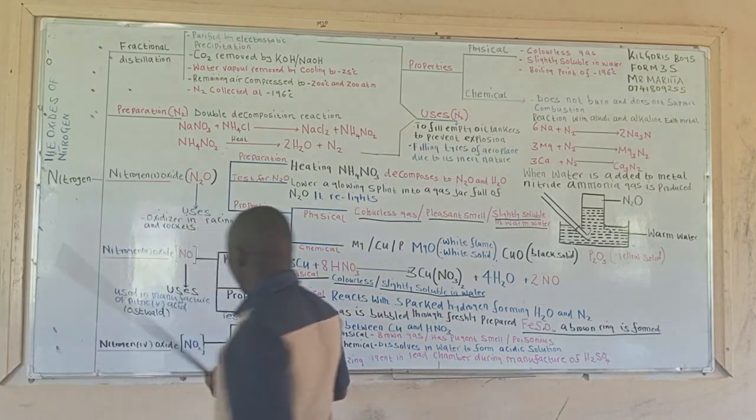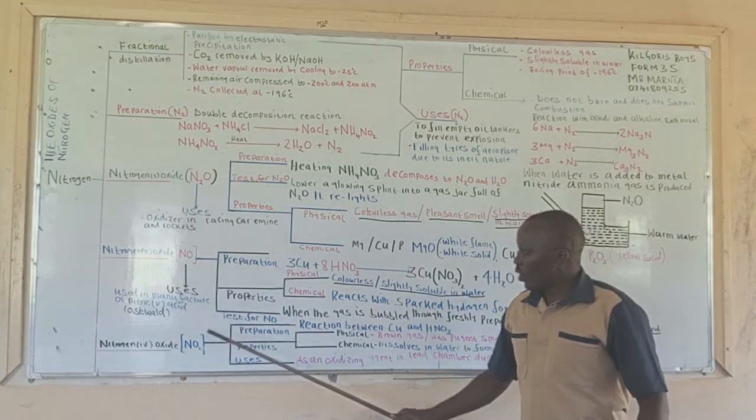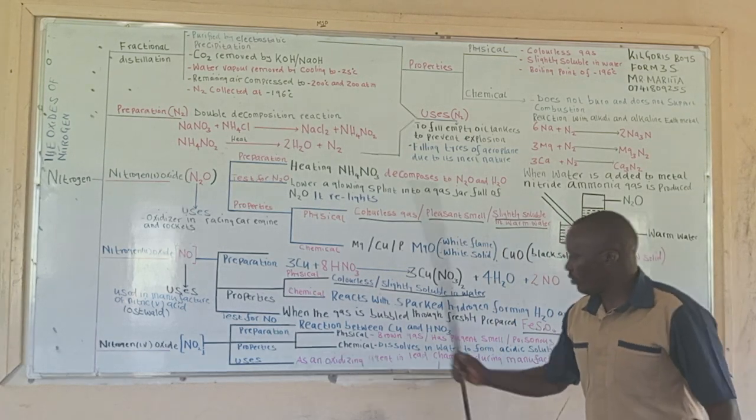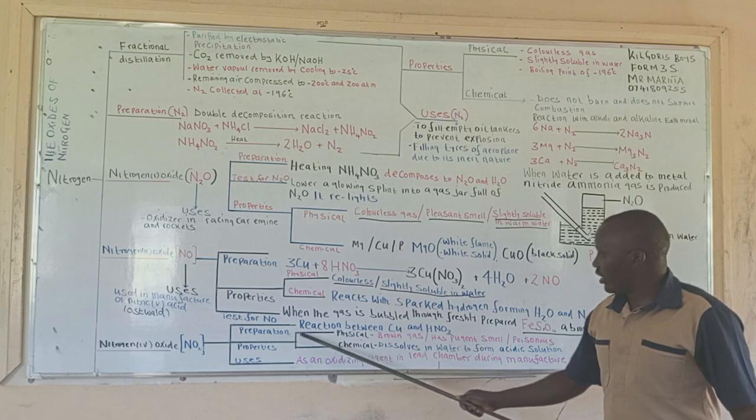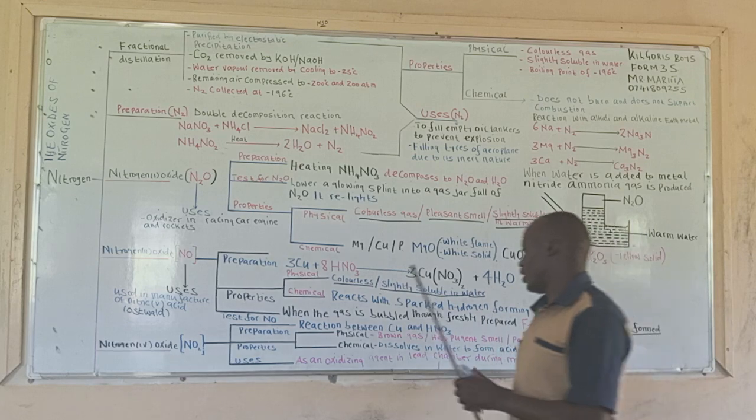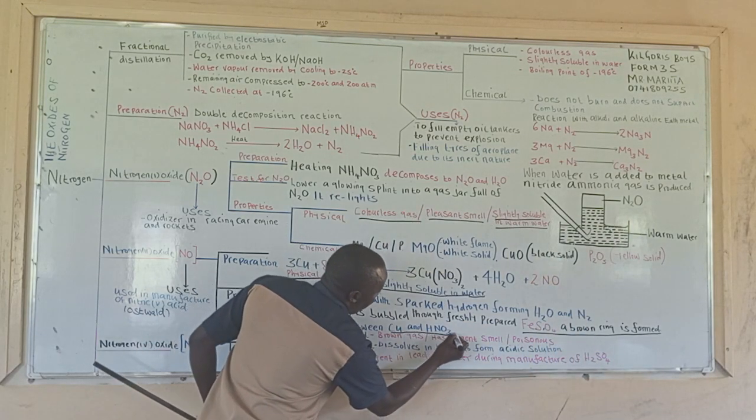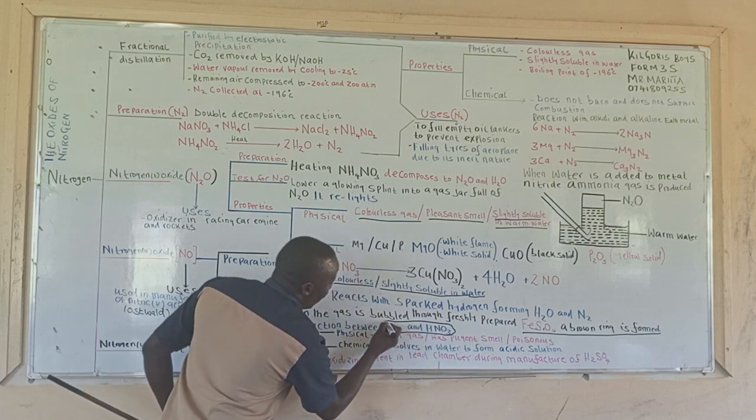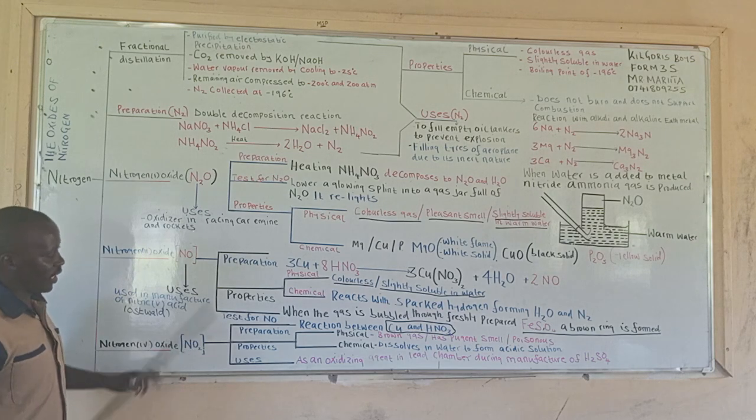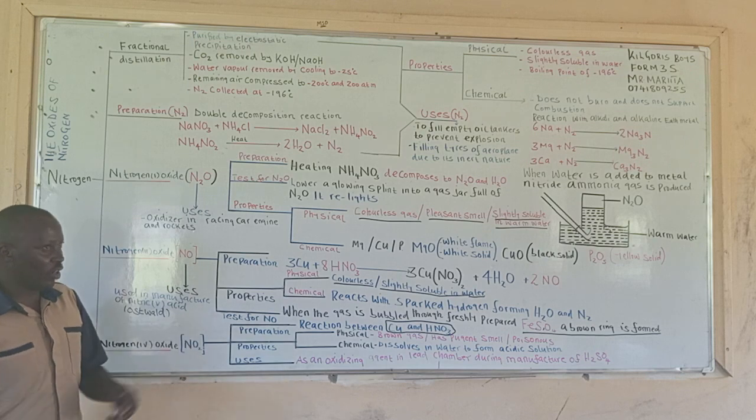Now we can also have another oxide of nitrogen, which is nitrogen 4 oxide gas. The preparation in this case is a reaction between copper and nitric acid. When copper and nitric acid react, they can form nitrogen 4 oxide gas. We can also have the properties, which are also categorized into two.